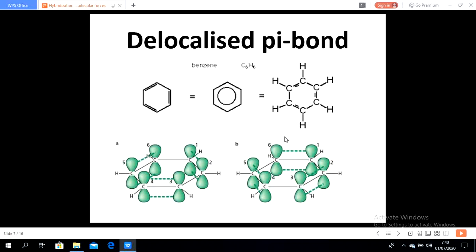Now, the delocalized pi bond. It is with the structure of benzene. Benzene has the structure of three double bonds, not triple bonds, three double bonds. So the double bonds are located over here, here, and here.